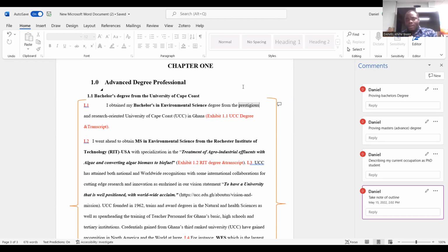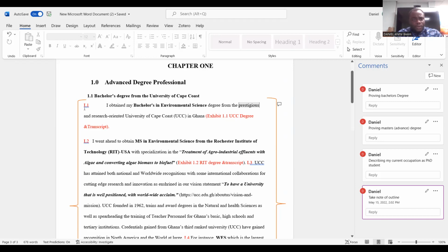Now, chapter 1, sub-chapter 1.0, advanced degree professional. So you are going to tell the visa officer that you are an advanced degree professional. And let's look at where the person started from. He started from the bachelor's degree, then weighed his way into the advanced degree. It's very common to do that. So if you have a PhD, I will even advise and encourage that you start from your bachelor's degree so that the visa officer will know where you began from, where you are, and where you are going. So let's look at this person.